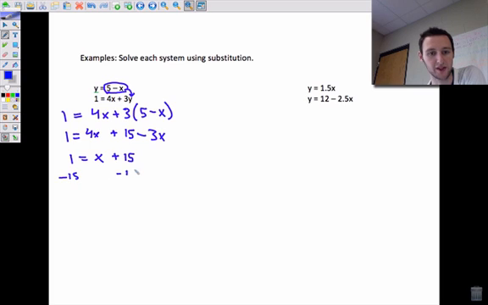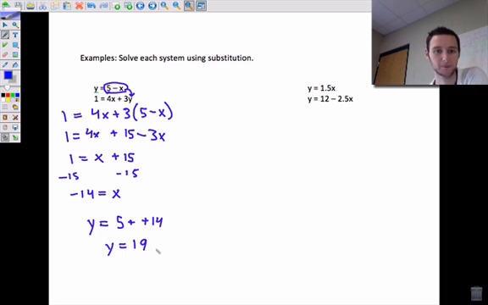I'm going to subtract 15 from both sides, and again, this is just solving equations like we've done plenty of. Negative 14 equals x. So I know what x is in the solution. Now I need to figure out what y is. And I can substitute it in here. So we'll get y equals 5 minus a negative 14. 5 plus positive 14, and y equals 19.